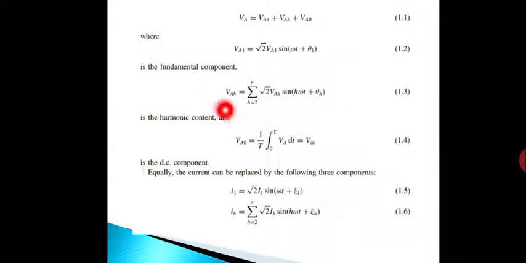സോ അത് നമുക്ക് h ഇൻറ്റു ഒമേഗ ടി പ്ലസ് തീറ്റ എച്ച് എന്ന് വരും. is the harmonic content, and VA0 is equal to 1 by T into integral 0 to T VA dt, that is VDC, that is DC component.